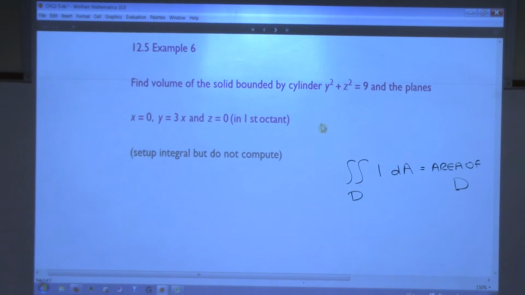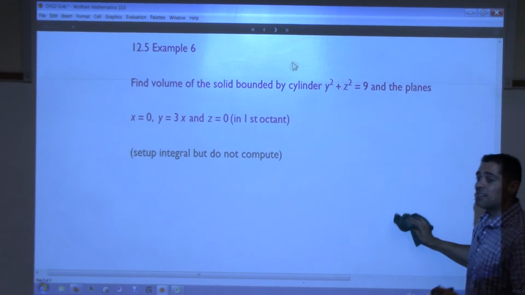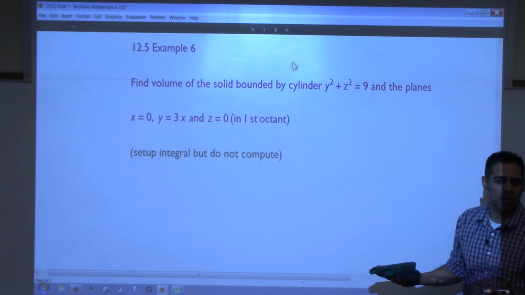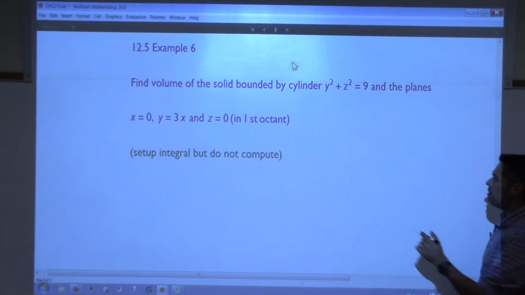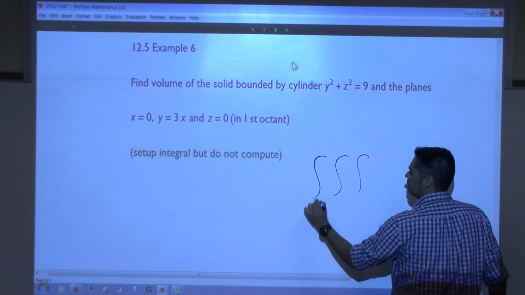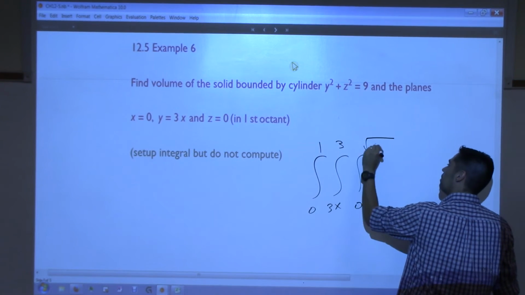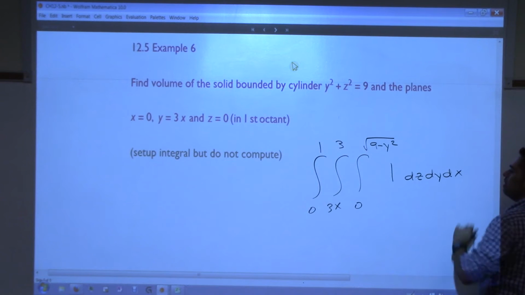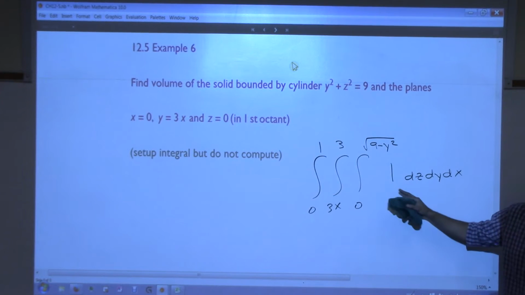Didn't we just do that problem? Oh, no, we didn't. Sorry, we did not do that problem. That problem is the exact same region, right? That's the exact same E that we just had. But there's not a function that we're integrating, right? It's saying find the volume of that, right? Find the volume. So all I'm going to do is set up the same triple, 0 to 1, 3x to 3, 0 to square root 9 minus y squared of 1 dz, dy, dx. If you integrate that, then you will get the volume of that solid. See the difference? Okay.